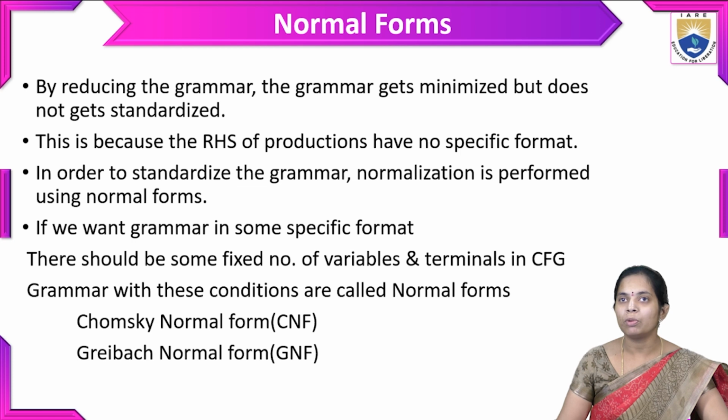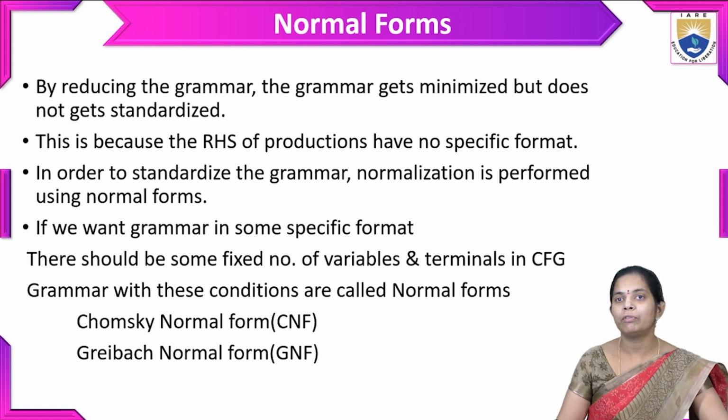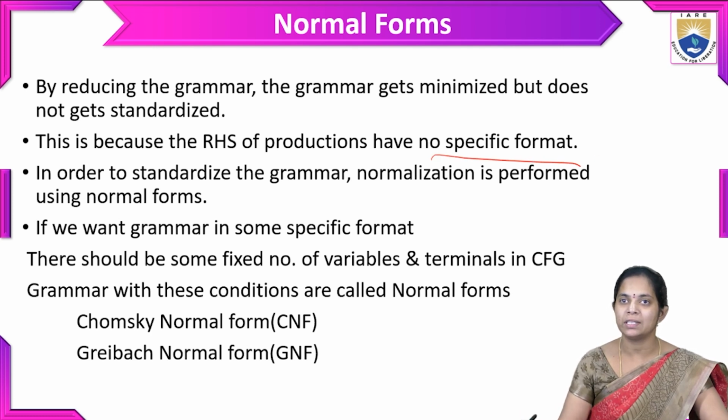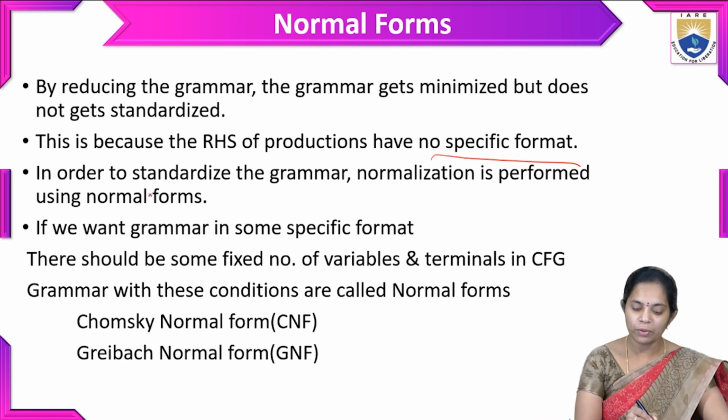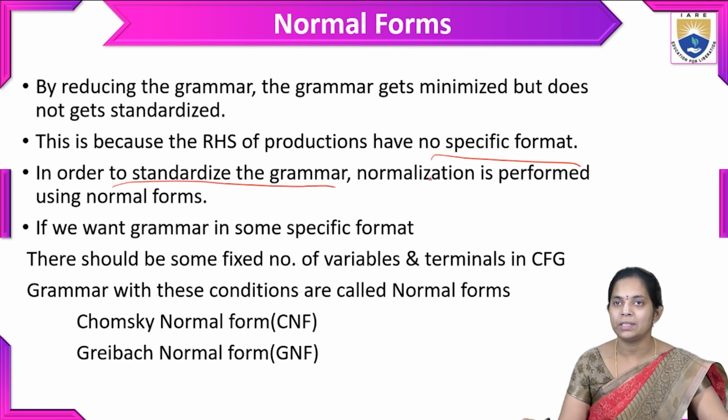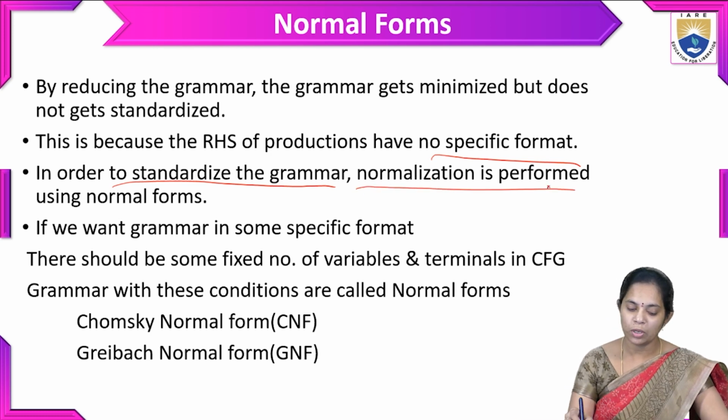So what is meant by normal form? By reducing, the grammar gets minimized but does not get standardized. After minimization, there is no specific format in the context-free grammar, so we have to standardize it into a specified format. This is because the right-hand side of the productions has no specific format after minimization. To standardize the grammar, we need normalization. That's why we go for the normal form.